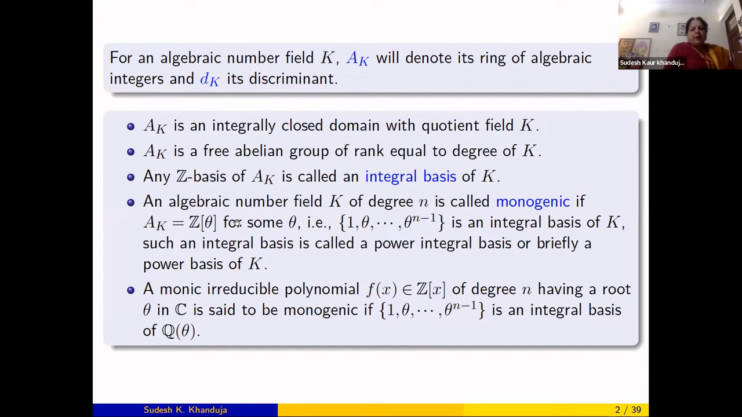Another fact: an algebraic number field K of degree n is called monogenic if A_K equals Z[theta] for some element theta of K, that is, 1, theta, ..., theta^(n-1) is an integral basis of K. Such an integral basis of K is called a power integral basis, or more briefly a power basis of K. Next, a monic irreducible polynomial f(x) belonging to Z[x] of degree n having a root theta in the complex numbers is said to be monogenic if 1, theta, ..., theta^(n-1) is an integral basis of the field Q(theta).